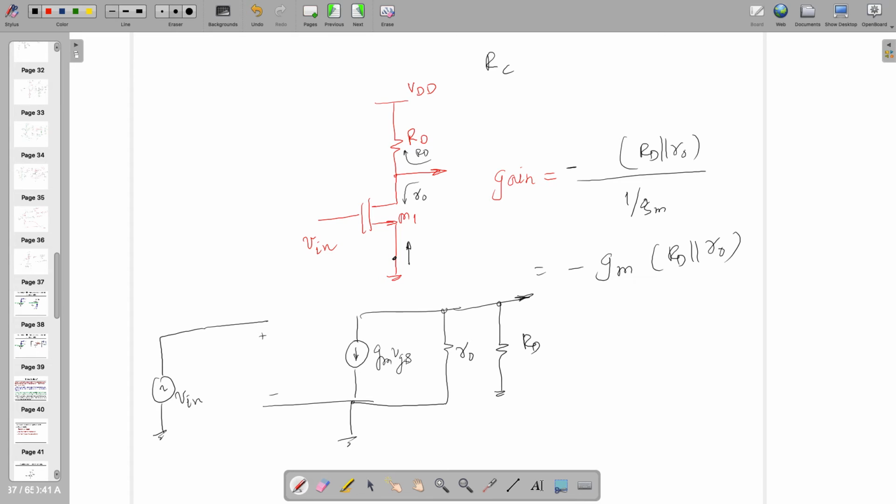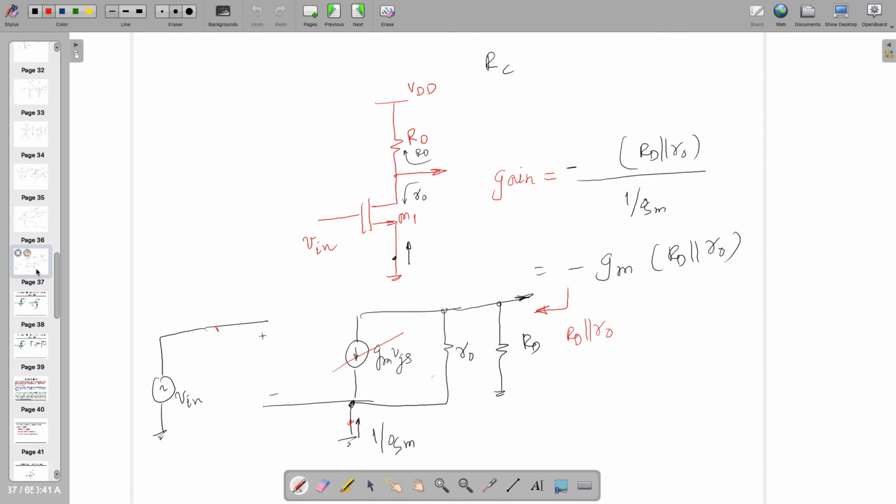Okay, so you can do the same thing looking from the source side, where you are saying 1 by GM in shunt with RO in shunt with RD. RO and RD are much bigger than 1 by GM. So that's why looking from here it's 1 by GM. Looking from here, gate to source voltage is 0, so it becomes RD in shunt with RO, right?